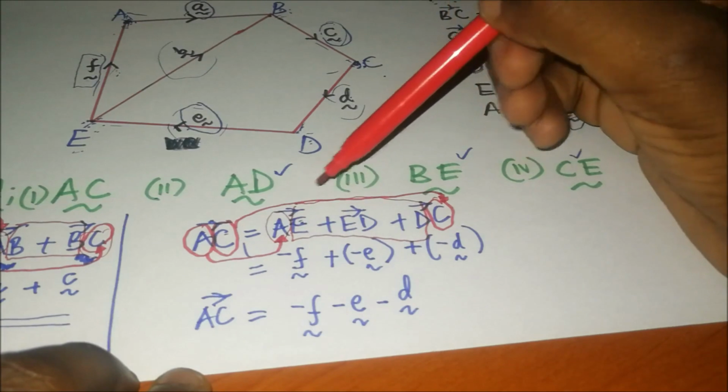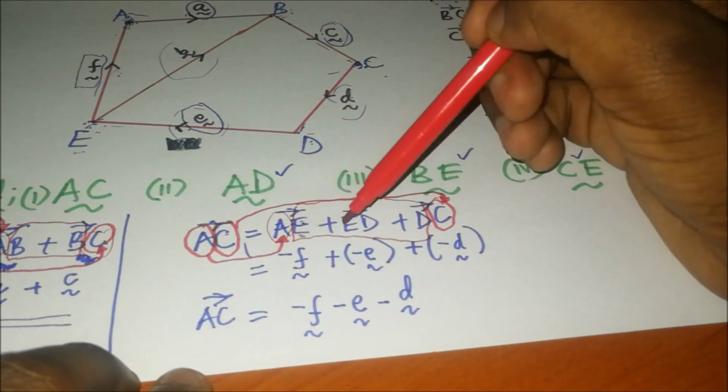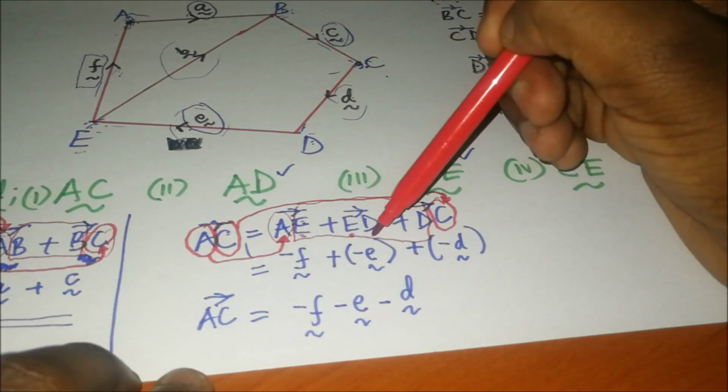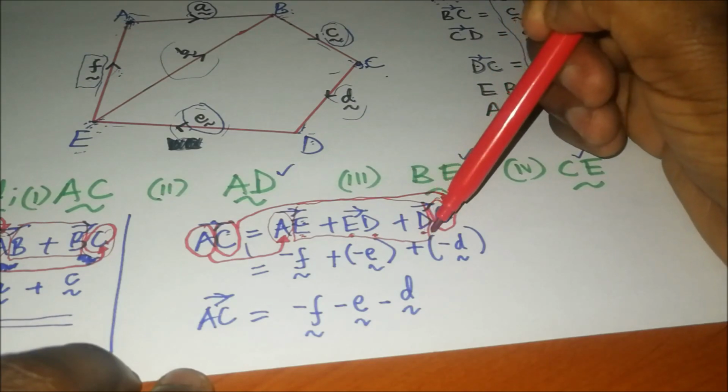By continuous, I mean that the last letter here should be the first letter here. The last letter here should be the first letter here, and so on.